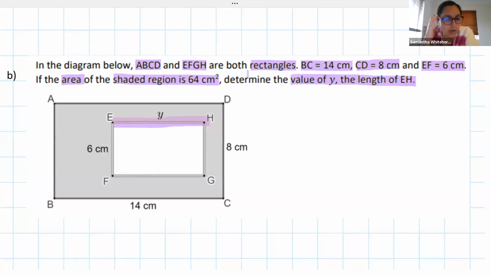So let's give this one a try. Let's see what we get. I want the value of y given all of the information here in the question.